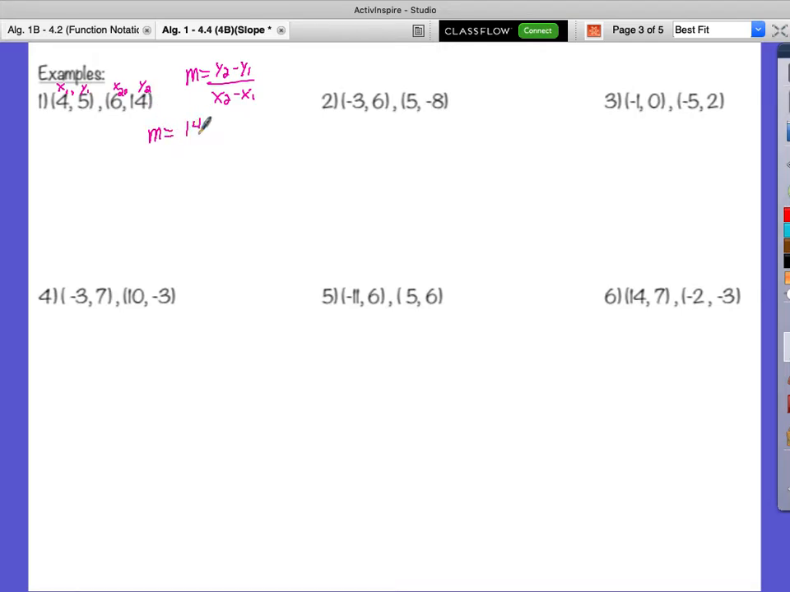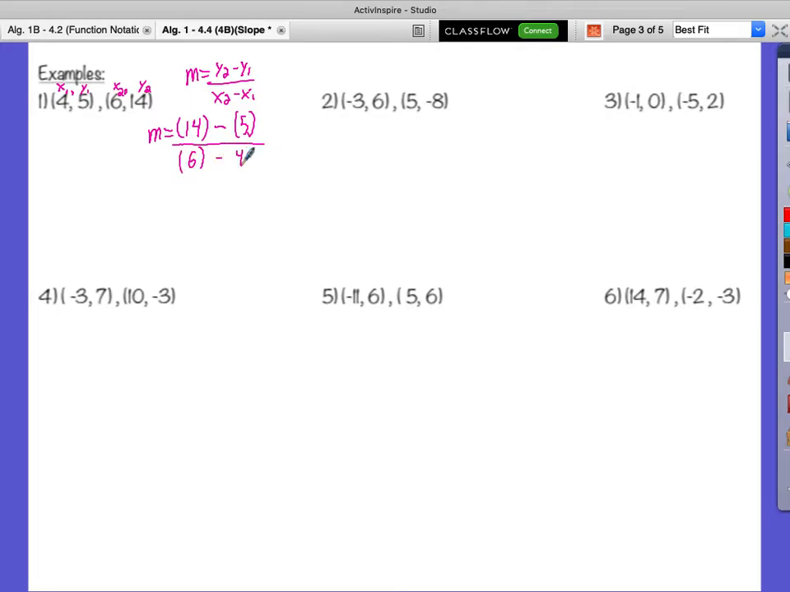For y2, so I'm going to plug 14 in there. Okay, and what goes in the y1 spot? The first y. The 5. That's y1. And what operation goes between the two? Subtraction. And that's over what minus what? 6 minus 4. Very good.